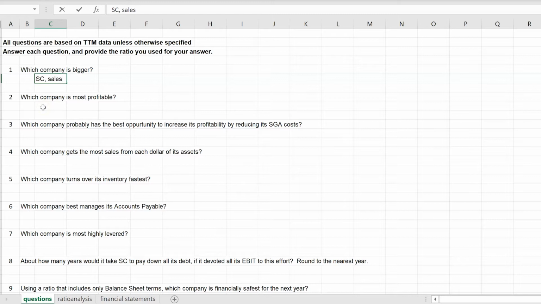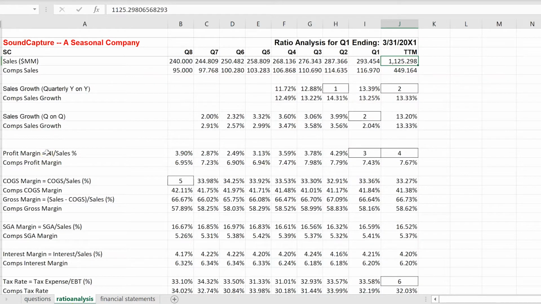All right, question number 2, which company is most profitable? We're going to look at profit margin because that tells us how much net income this company is making based off of its sales. In other words, how profitable is this company? So go ahead and look at ratio analysis. We'll go find profit margin down here, net income divided by sales. We'll go look at this data.